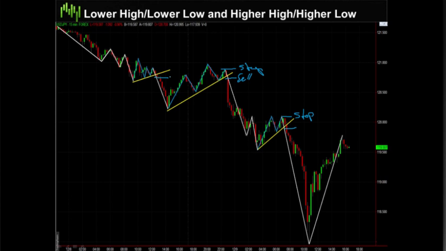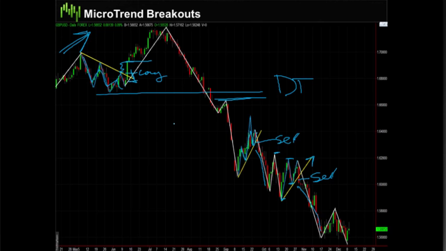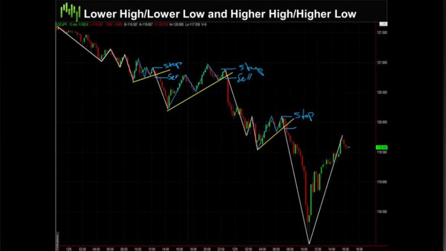Selling right here, stop above previous bar's high. Okay, so you have pretty close stop losses for the continuation of the trend. Because again, when you're trading the breakout, it should run right away, just like each one of these do. They run right away. And it happens all the time.